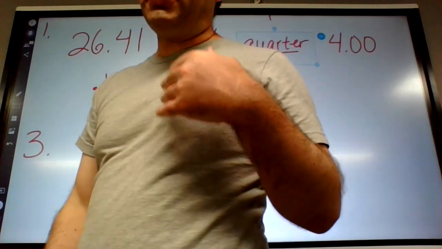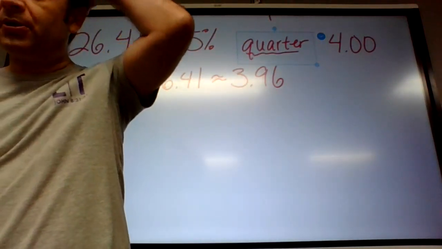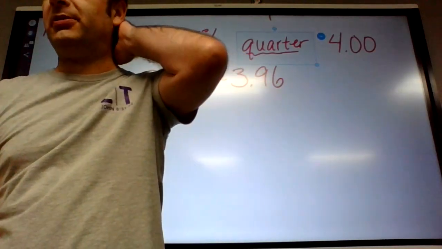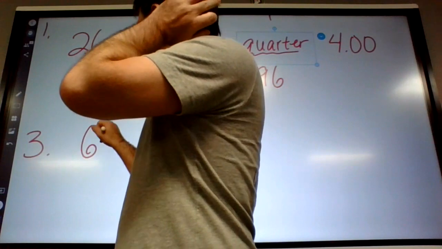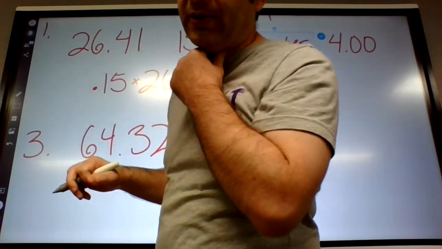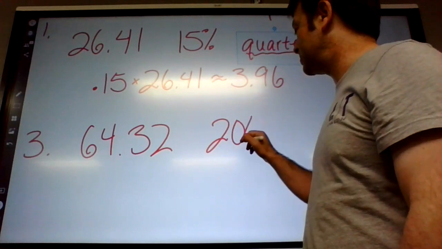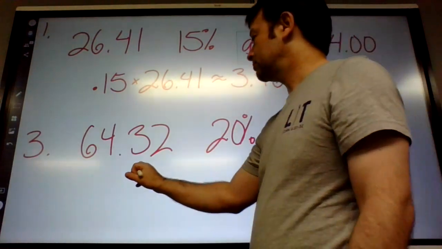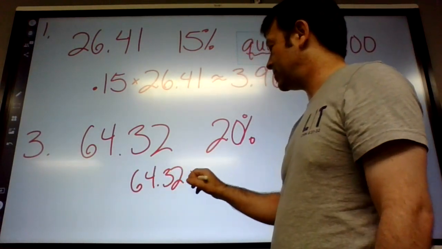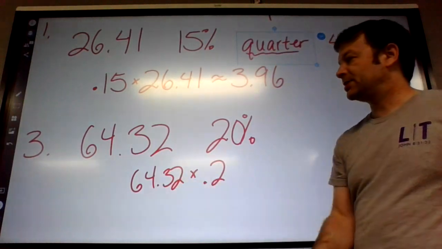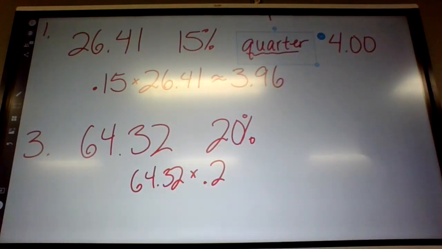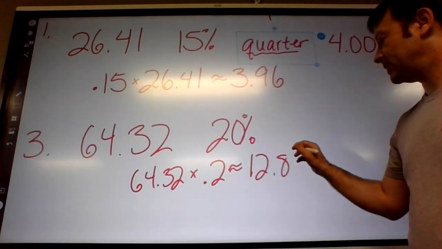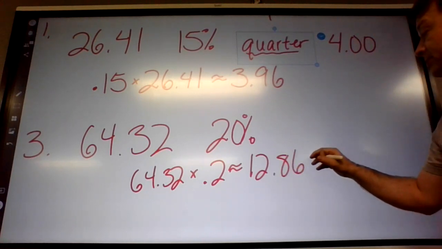Number 3, kind of the same thing. This time it says we're rounding up to the next dollar. So we're not rounding to the nearest dollar, we're rounding up to the next dollar. The bill was $64.32, and we're going to do a 20% tip. So how do I figure that out? What is 20% of $64.32? $12.86. And if we round that up to the next dollar, that is $13.